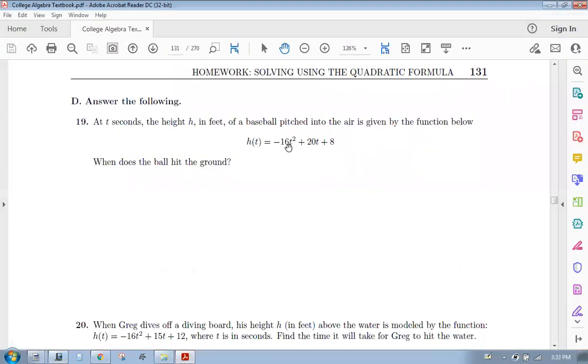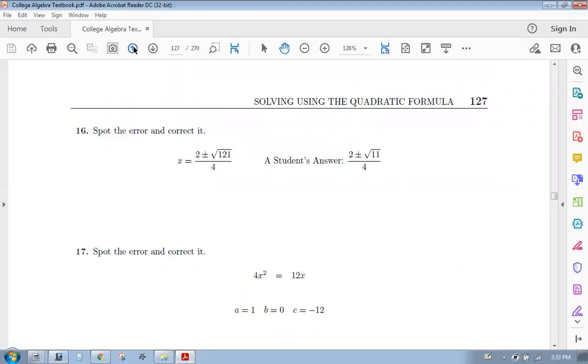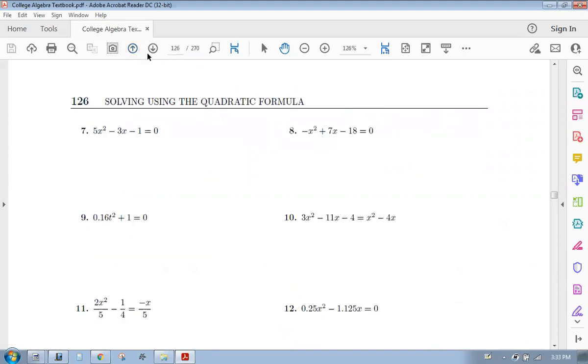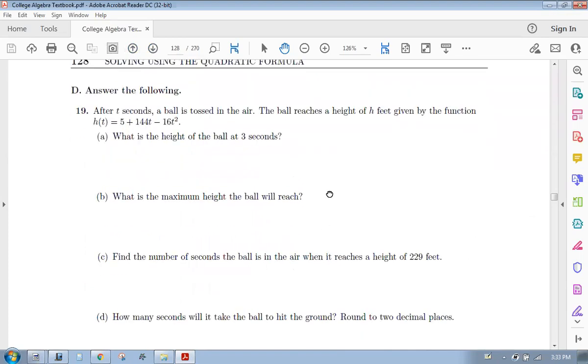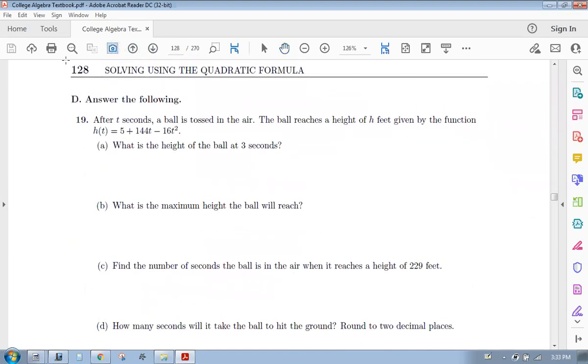All right. So where were we? We did that. We did this. This is where we're at on page 128 now.